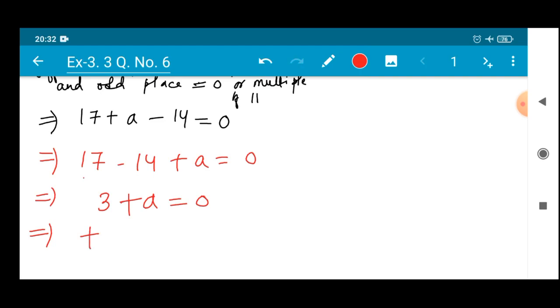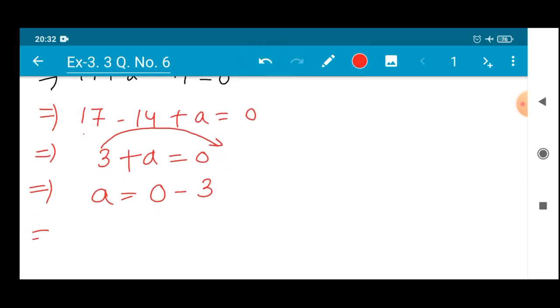So plus a will remain as it is, and this 3 will be transposed to that side, crossing the boundary. Remember this: whenever this 3 crosses a boundary, that is, the equal to sign, then the plus 3 will be converted into minus 3. If there was minus 3, then this number would be converted to plus 3. So what will be the value of a? Your value will be minus 3.